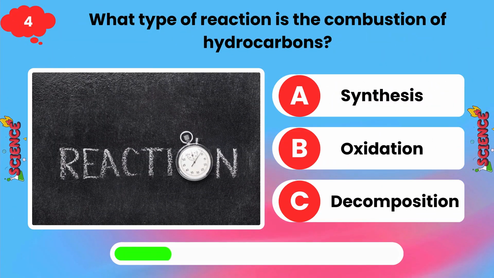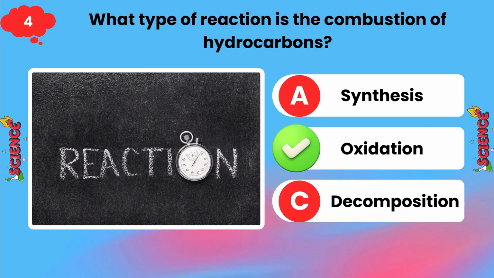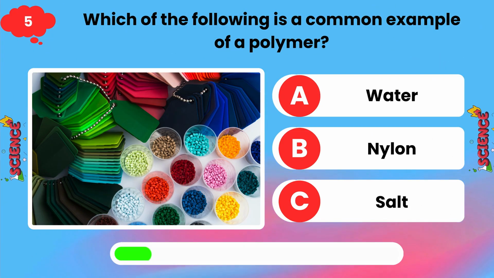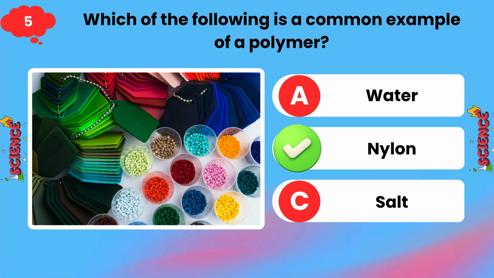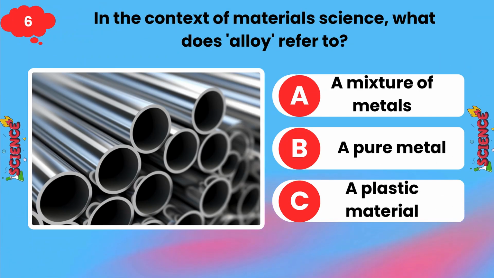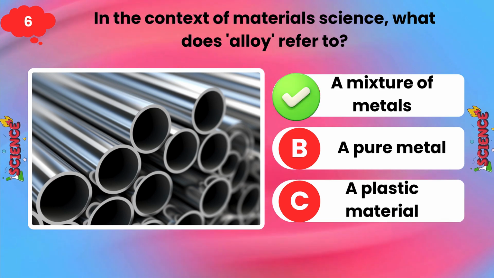What type of reaction is the combustion of hydrocarbons? Oxidation. Which of the following is a common example of a polymer? Nylon. In the context of materials science, what does alloy refer to? A mixture of metal.